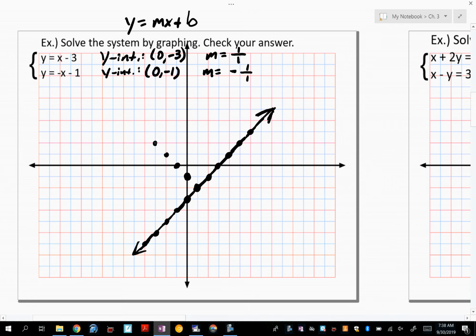So up 1, left 1. Now as I'm moving in this direction, what do you notice? I'm getting farther and farther away from the other line. But watch what happens as I go down 1, right 1. You'll notice that these lines are going to intersect. That intersection point is called the solution.